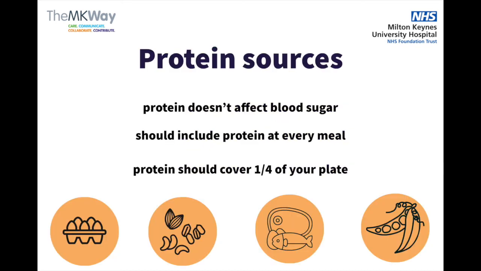Protein also doesn't affect our blood sugars. It is best to include protein at each meal alongside vegetables and carbohydrates. This will help regulate our blood sugar levels and reduce feelings of hunger. Try to aim for your protein source to cover about a quarter of your plate. Protein sources include meat, fish, eggs, nuts, beans and lentils.